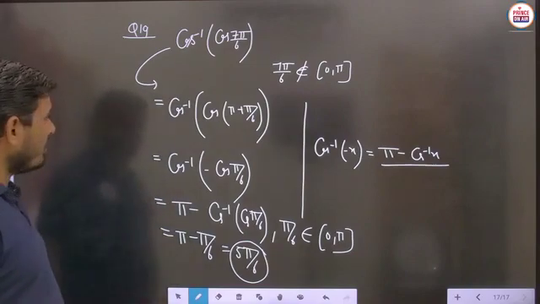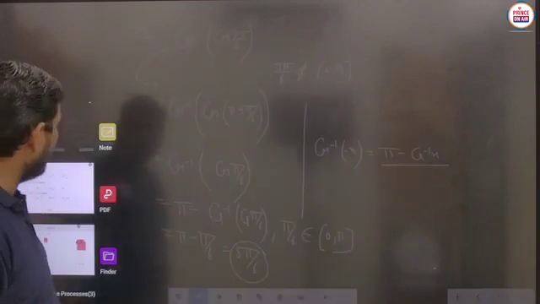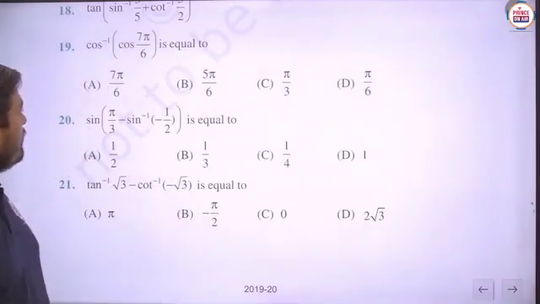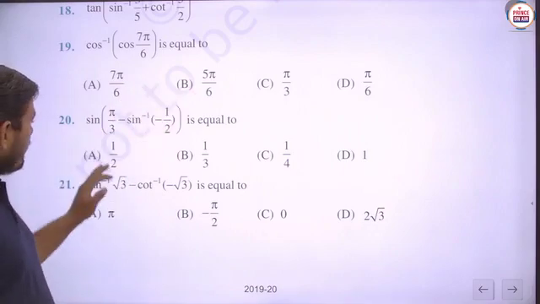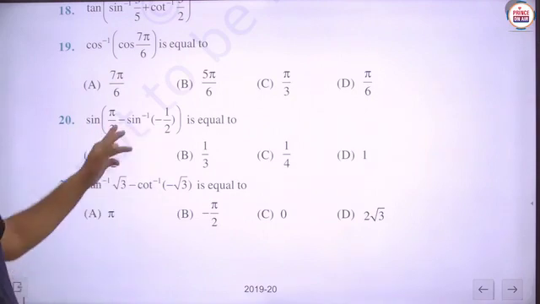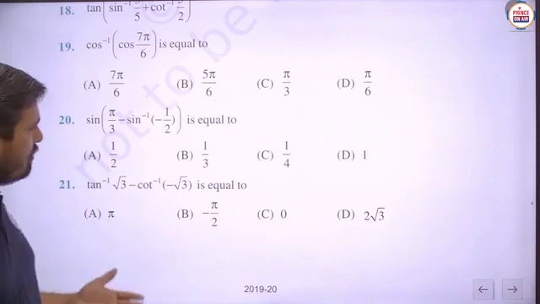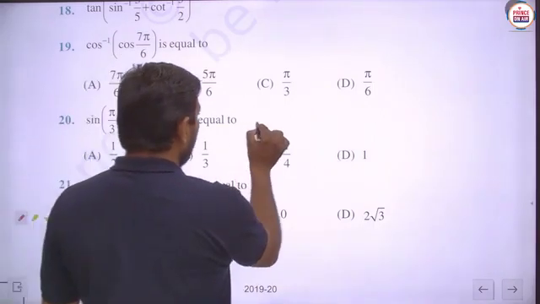So the next question we are taking, students. Before that, pause the video to note it down. The question number 20 we will now take here, and in question 19 the answer B is the correct answer. The 20th question is a very simple one, where we have sine of pi by 3 minus sine inverse of minus 1 by 2. So first of all, we will simplify the question here only.